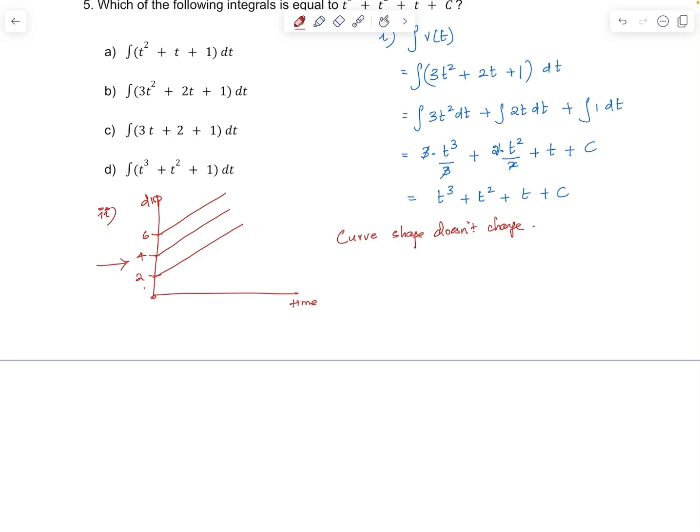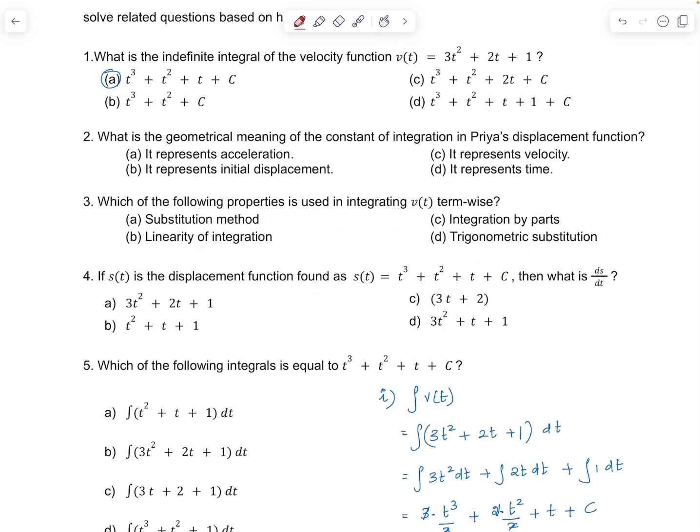When we drew that initially at 4, the starting point was 4, and when we took it up, it became 6. When we brought it down, it became 2. Height of the starting point is nothing but the initial displacement. Let's read the question again. The geometrical meaning of the constant of integration in Priya's displacement function refers to the initial displacement. Question 3. Which of the following properties is used in integrating v of t term-wise? Answer is option B. Linearity of integration.